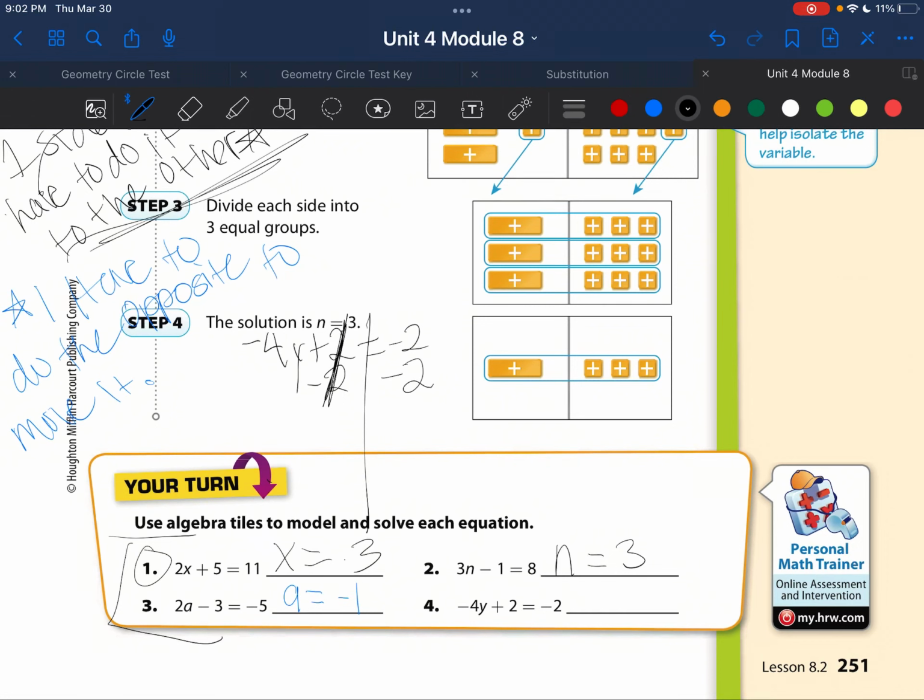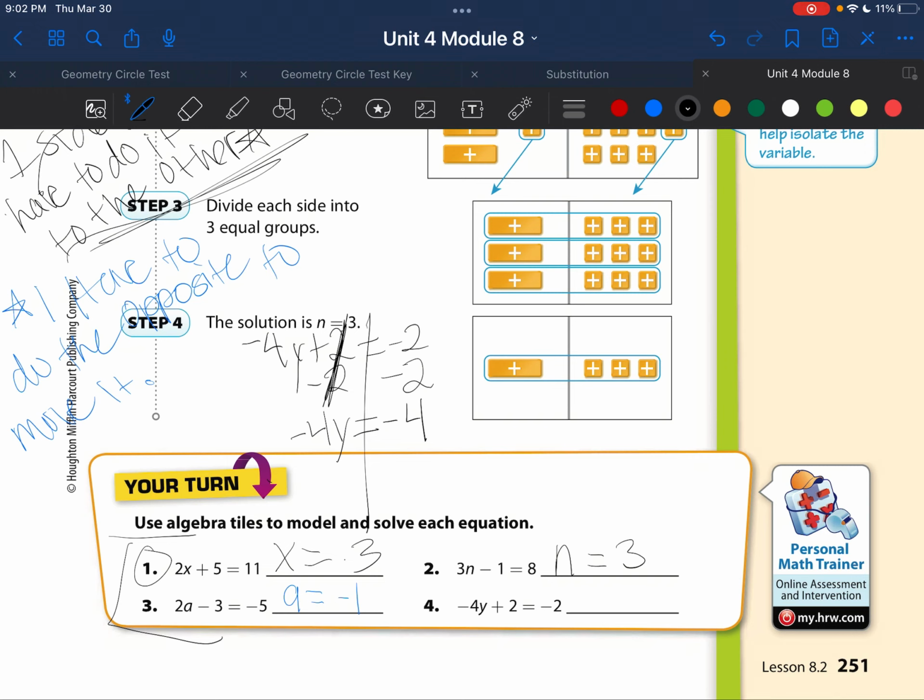Alright, so now I can cross those out, and I'm left with -4y. Bring down my equals. And we have -2 minus 2. I'm so sorry. Negative 2 minus 2 is 4. I don't know what I'm doing. Negative 2 minus 2 is negative 4.